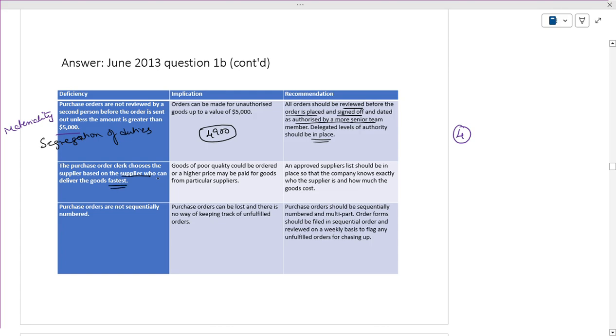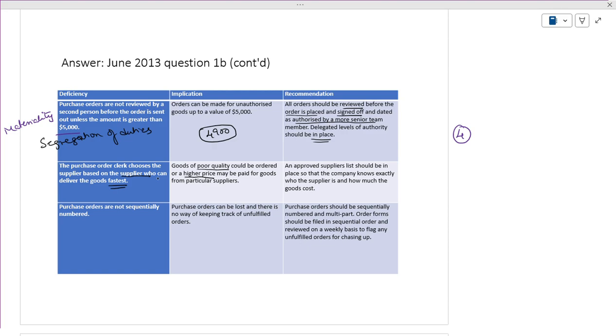First one: the order clerk chooses the supplier based on who can deliver fast. It is a deficiency, is it right? Somebody will come and say that I will deliver within 1 day. If you are doing this, what is the implication? You will have poor quality of goods. Maybe you are getting it fast, but they will charge you more.